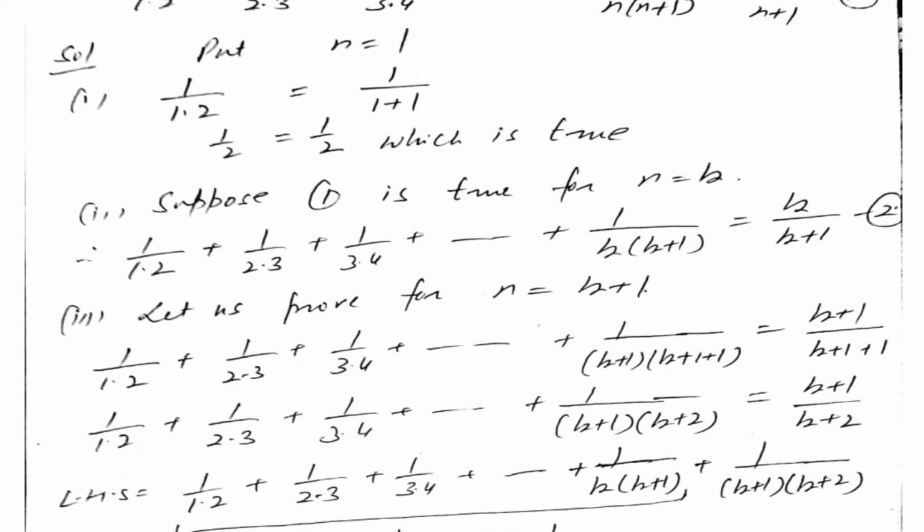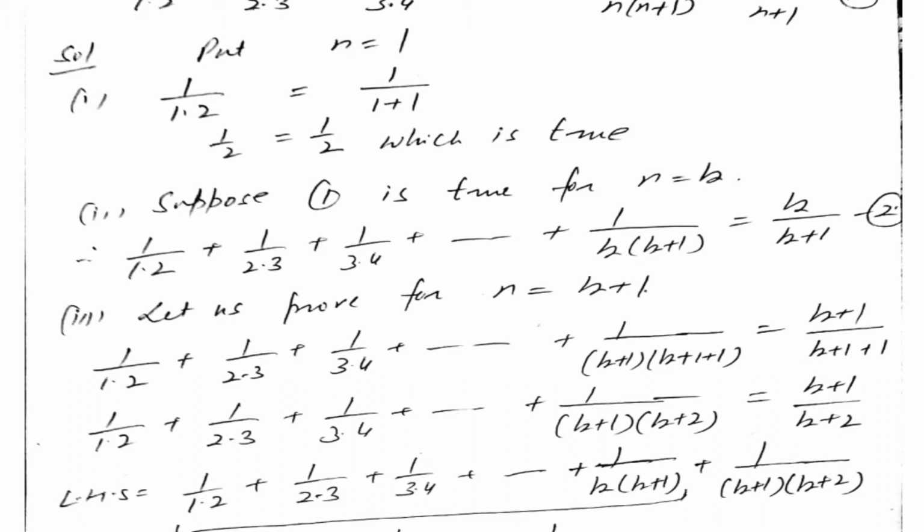Then again the second step, suppose the result is true for n equal to k. It means instead of n, we have to put n equal to k. So it can be written as 1 upon 1 into 2 plus 1 upon 2 into 3 and the last is 1 upon k into k plus 1 is equal to k upon k plus 1, just replacing n by k. Now with the help of this we have to prove the result is true for n equal to k plus 1. It means instead of n in the statement we have to put n equal to k plus 1.